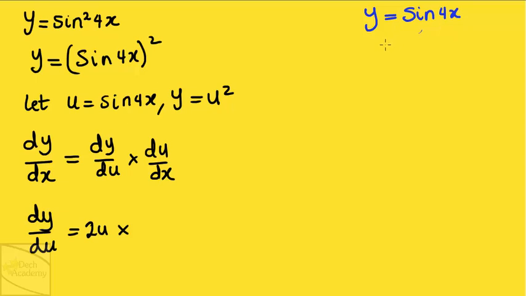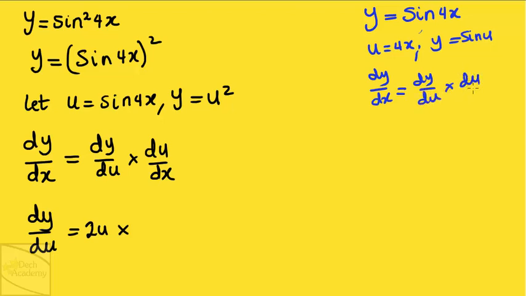And the approach I'll use is to say let u equal 4x, which means that y is sine u, so that dy dx is equal to dy du times du dx. Dy du, what do you get when you differentiate sine u with respect to u? Well, you get cos u. Similar to differentiating sine x with respect to x, you get cos x. And then du dx is just differentiating 4x with respect to x, which is 4. So that gives 4 cos u, which is 4 cos 4x.